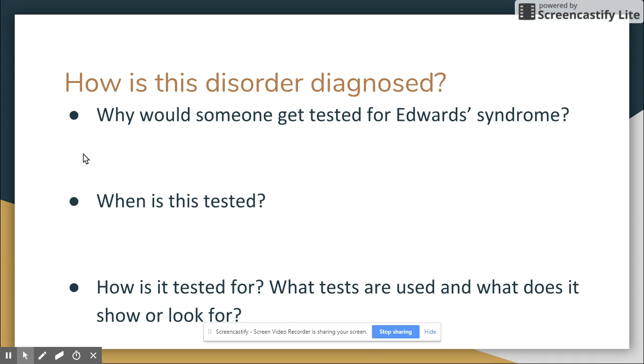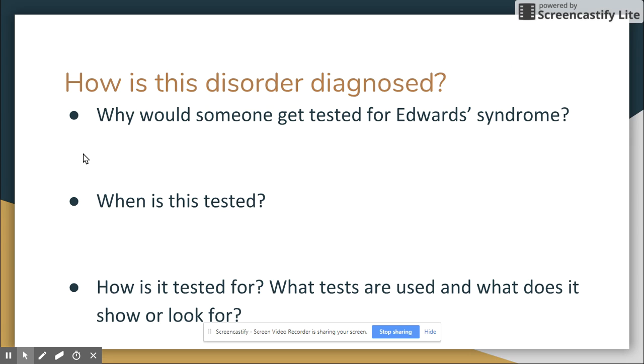So how is it tested for, what tests are used, and what does it show or look for? During pregnancy, there's a blood test and a special ultrasound done, known as a combined test. This helps figure out whether your child has a higher risk of Edwards syndrome and other genetic disorders. This test involves taking a sample of the baby cells in order to check to see if they have an extra copy of chromosome 18. There are two ways of getting the samples of the cells. One is called chorionic villus sampling, which collects the sample from the placenta, while the other is called amniocentesis, which collects the sample from the amniotic fluid that surrounds the baby.